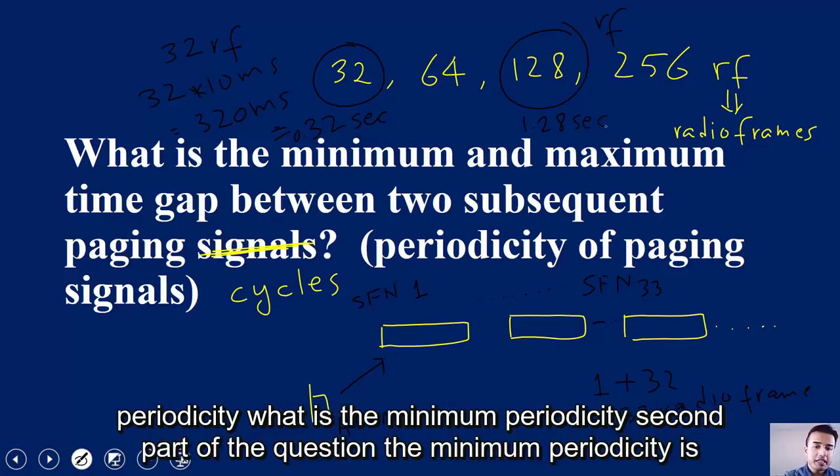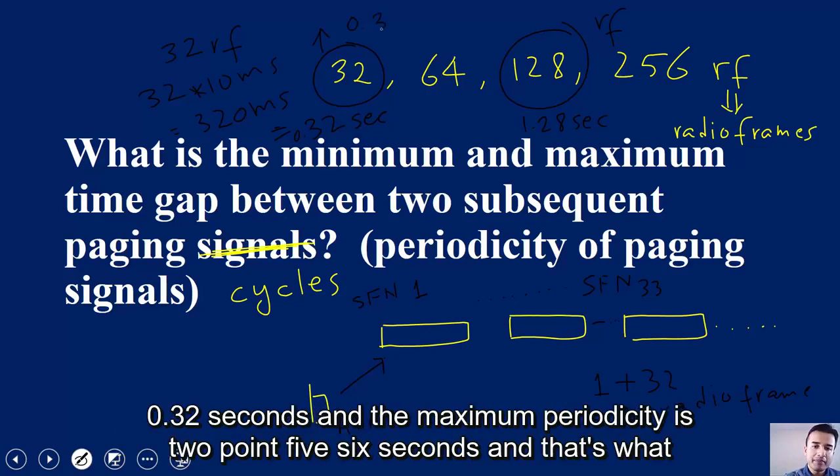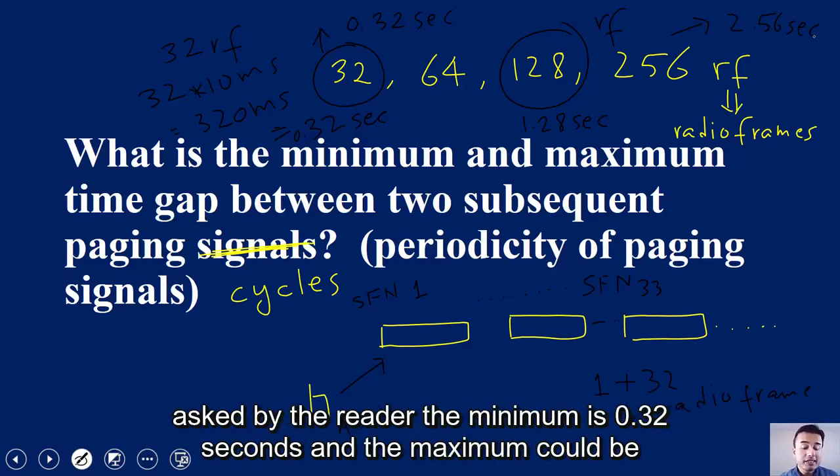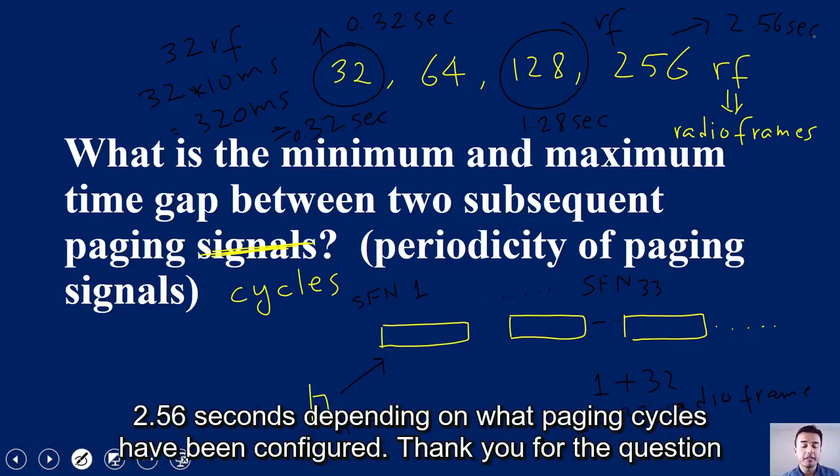What is the minimum periodicity? Second part of the question, the minimum periodicity is 0.32 seconds. And the maximum periodicity is 2.56 seconds. And that's what you see being given based on the default paging cycles. So that should answer the question being asked by the reader. The minimum is 0.32 seconds and the maximum could be 2.56 seconds, depending on what paging cycles have been configured.